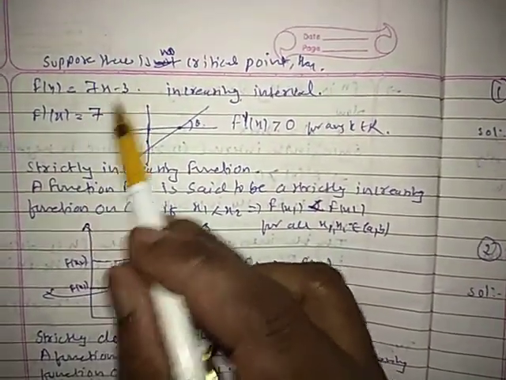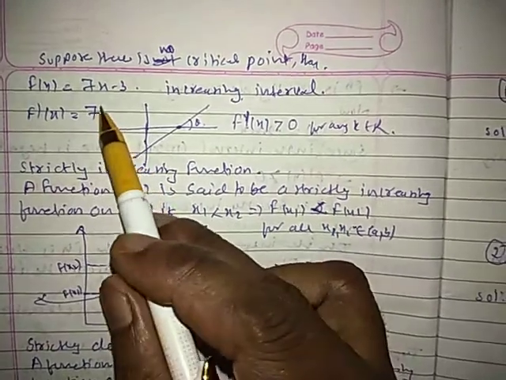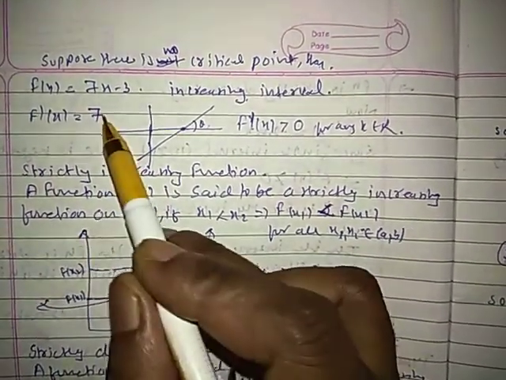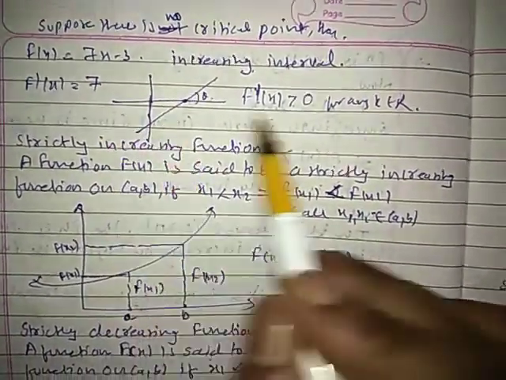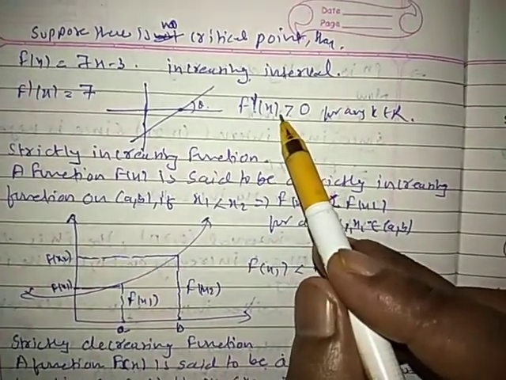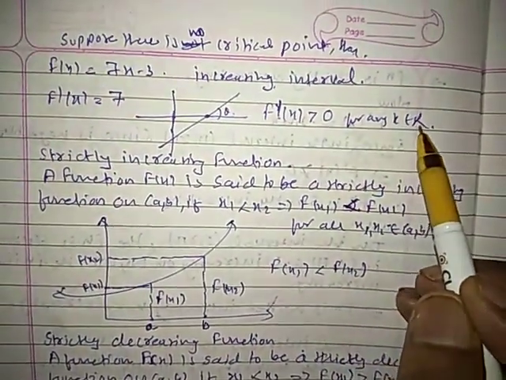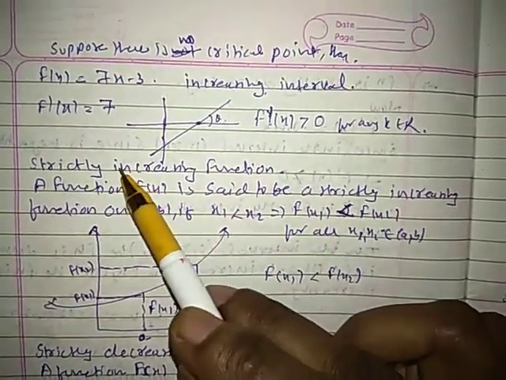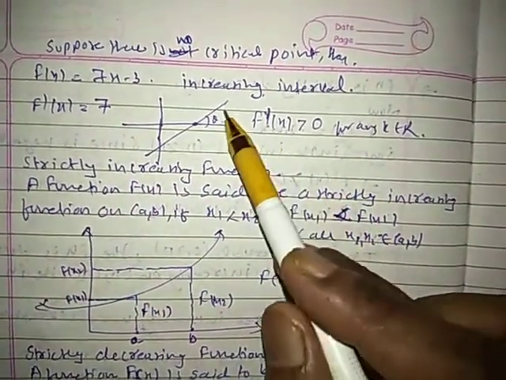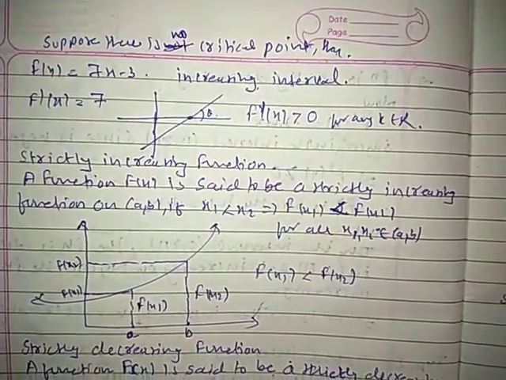For a critical point, some value of x should be there. There is no x here, so we cannot equate it to 0. It is a constant function. So in that case, f dash of x is greater than 0 for any value of x. So it is a strictly increasing function and theta is always less than 90 degrees.